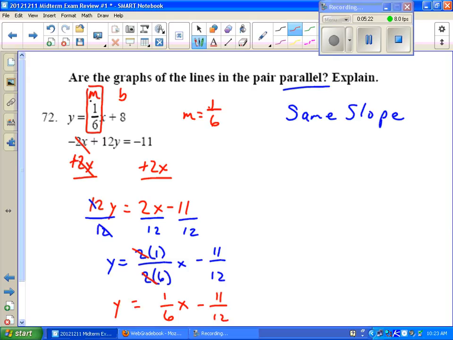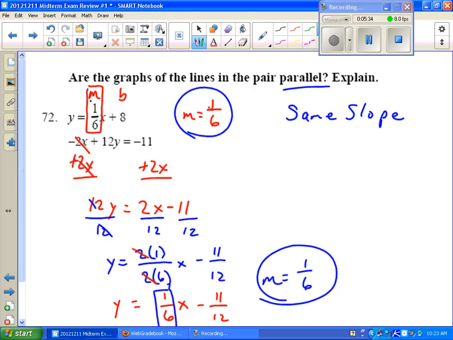So y equals mx plus b. Here is your m value, which is multiplying by x. Notice your m value is the same as the original one we got, 1/6. Since that's the same, they both have the same slope. So yes, they are parallel, and when it says explain, they have the same slope.